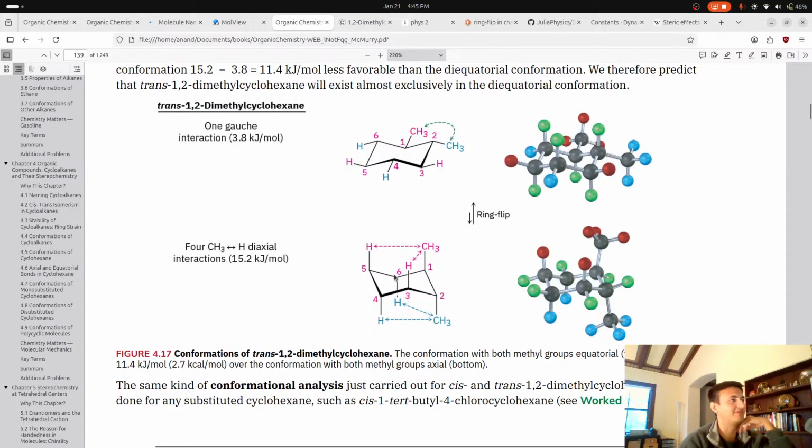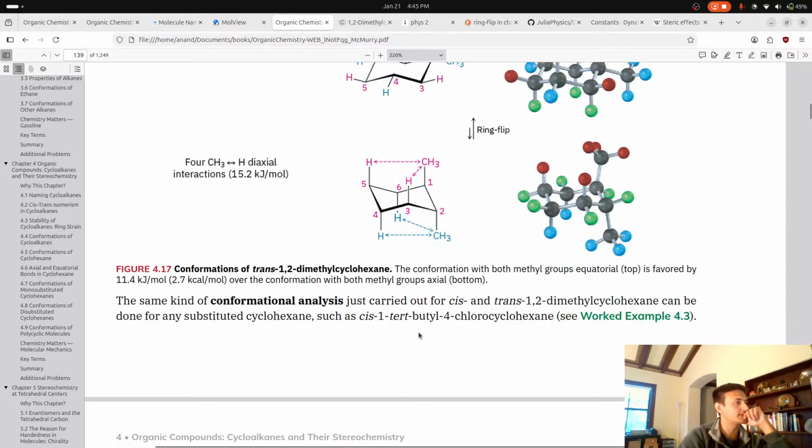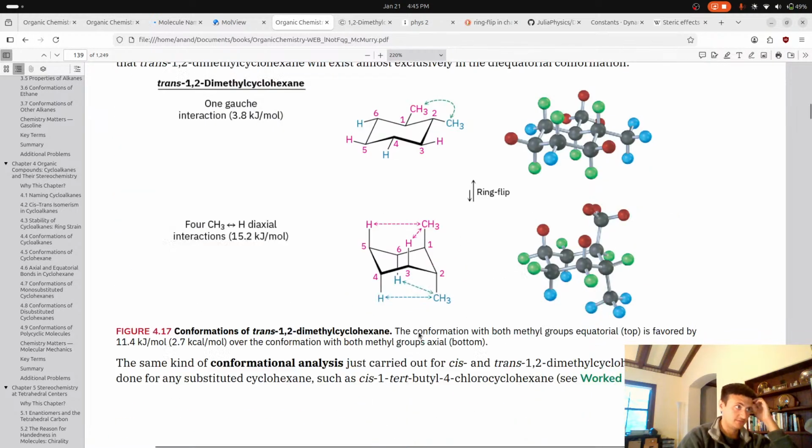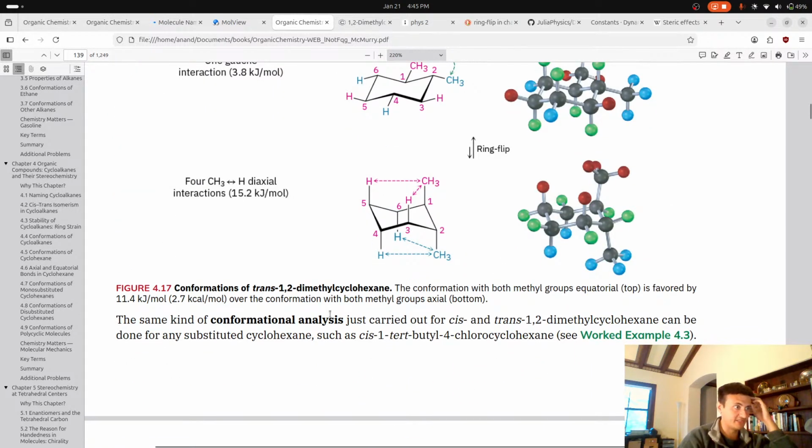So there was a double punchline. They led you to believe, hey, hold on, this time axial is going to be better. Not even close. Only 1% of the time is it going to be in this configuration. The same kind of conformational analysis, just carried out for cis and trans 1, whatever, can be done for any substituted cyclohexane, such as cis 1.